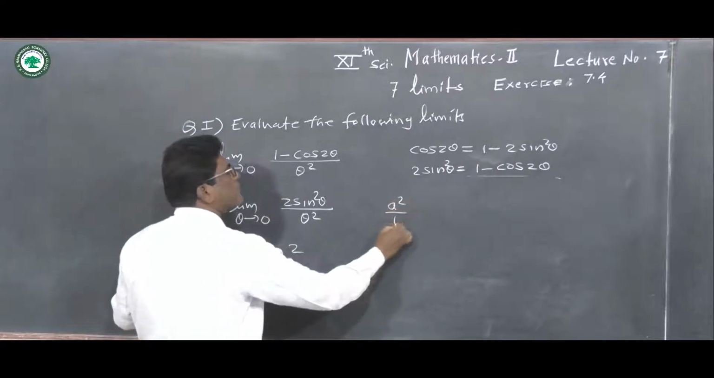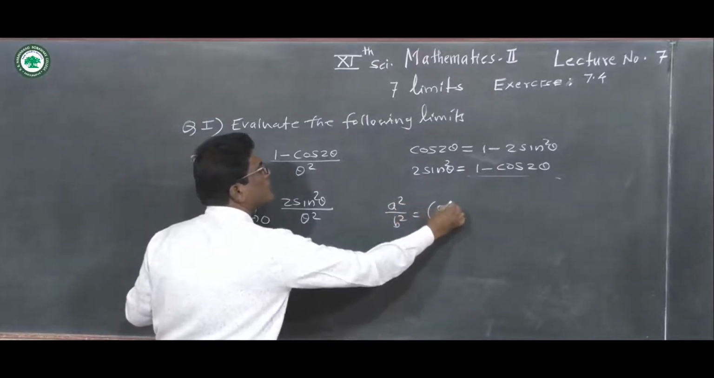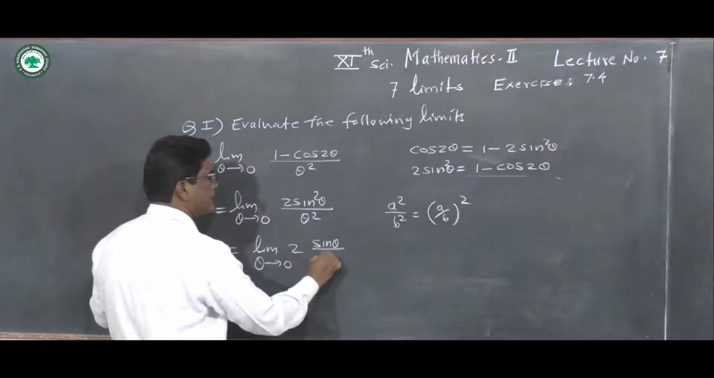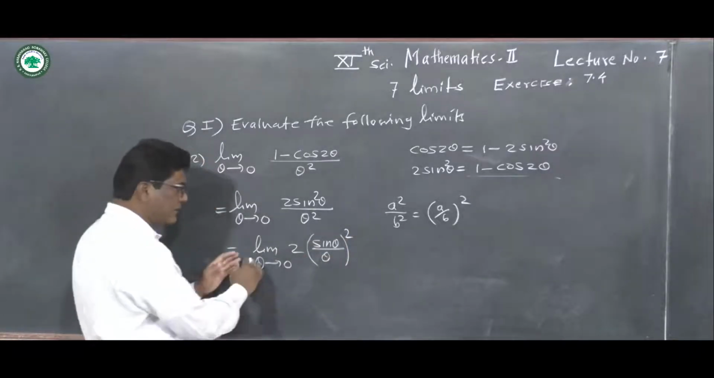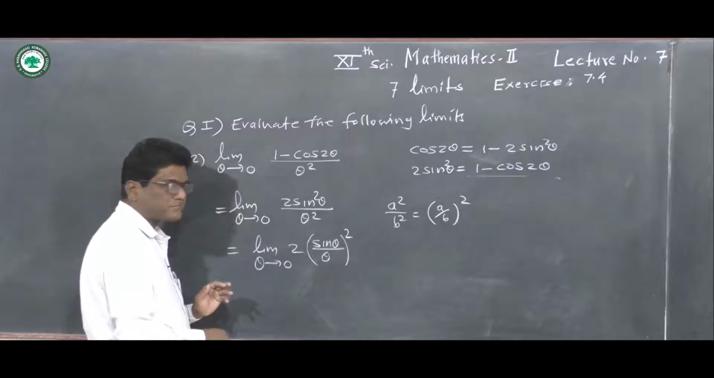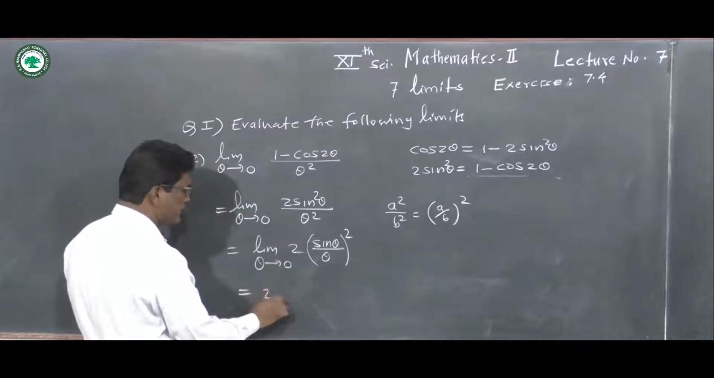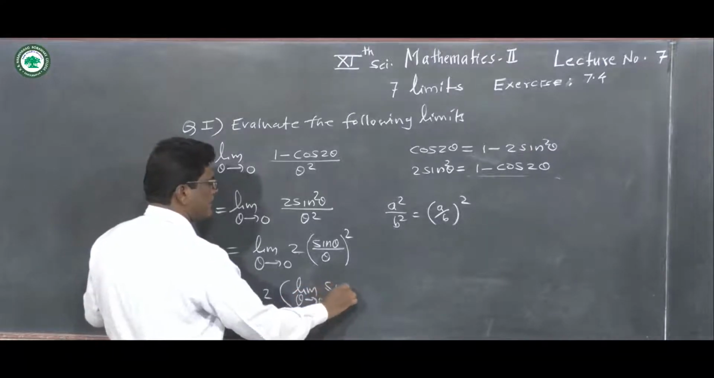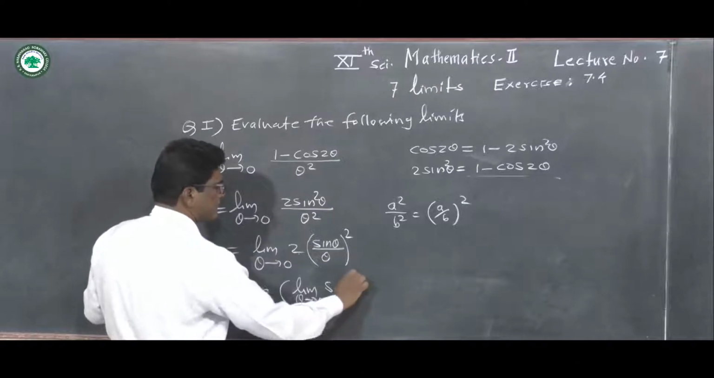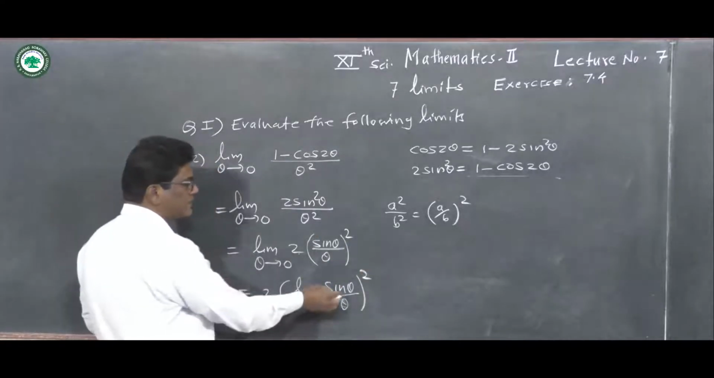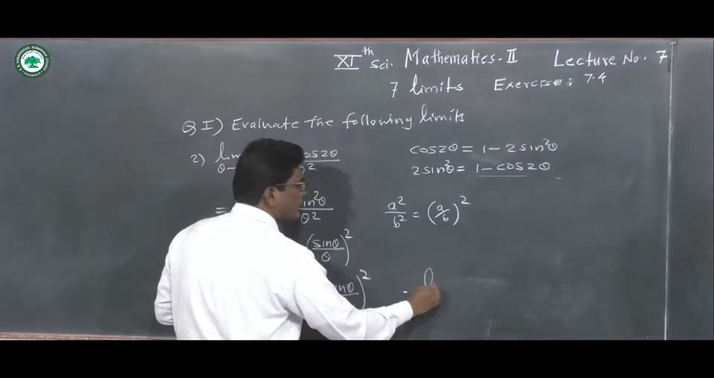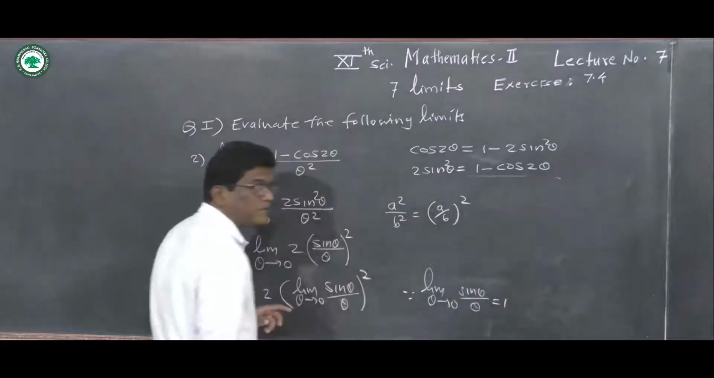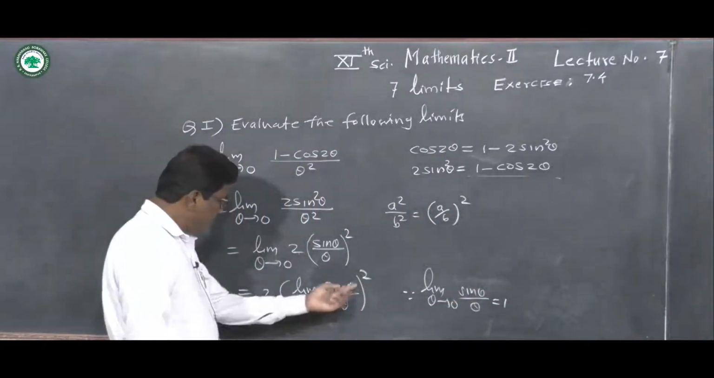we write numerator upon denominator whole square, like this. A square upon B square is equal to A upon B bracket square. So we write here sin theta upon theta bracket square. And now take this limit inside the bracket. So we get this 2 outside the limit as a constant, and we write limit as theta tends to 0 of sin theta upon theta bracket square. And we know, we have seen the formula, limit as theta tends to 0 of sin theta upon theta is equal to 1. Always write the formula here. So the value of this is 1.